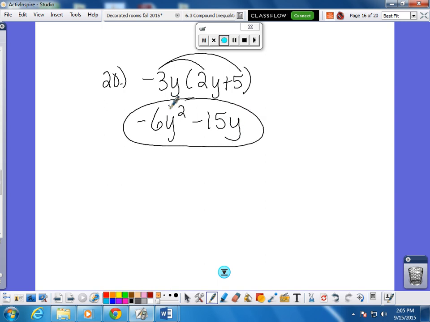Why can I not put these two together and get a negative 21 something? Because they're not the same something, right? They are not like terms. I cannot put them together if they are not like terms. Questions on number 20?